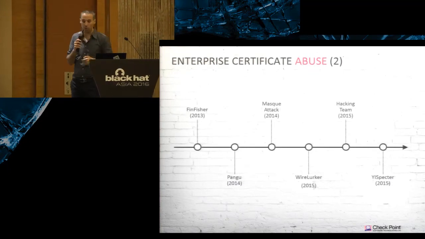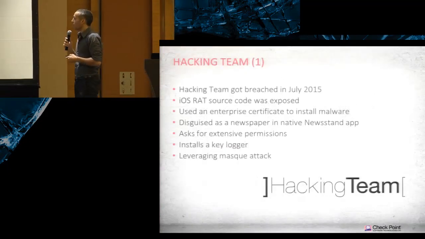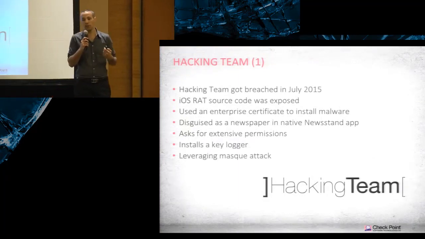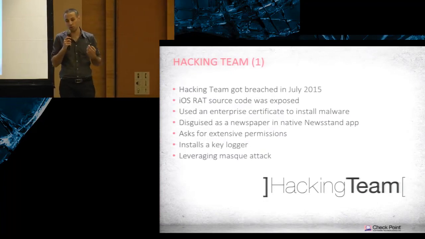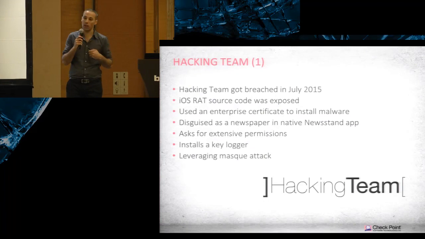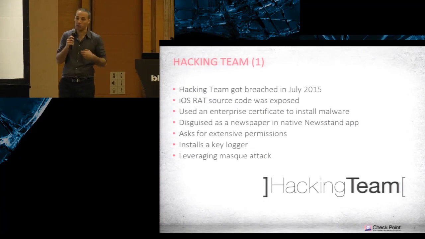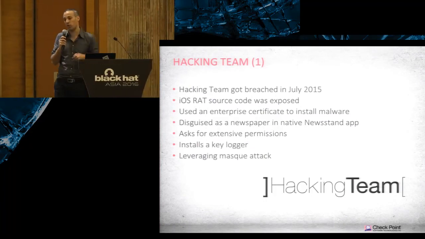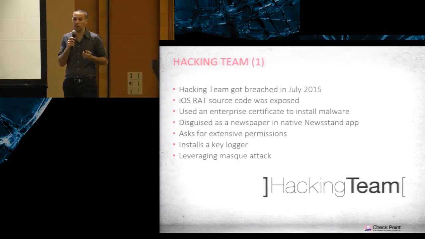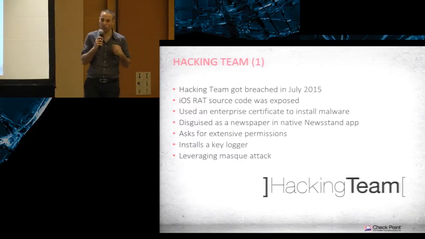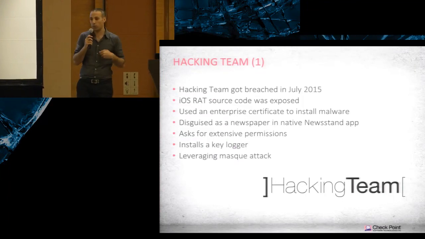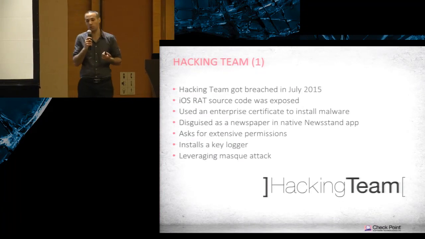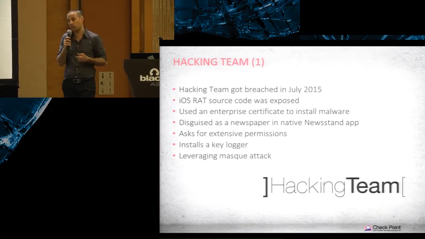I want to focus a little bit on Hacking Team. Hacking Team is a high-end mobile surveillance vendor, meaning that they develop a mobile remote access Trojan, and they sell it to government agencies so they can track suspects. What was funny about Hacking Team is that they got breached last year, and one of the things that the attacker did was upload all of their source code to the internet. When we investigated and analyzed the source code that was uploaded, one of the things we found there was an iOS remote access Trojan.